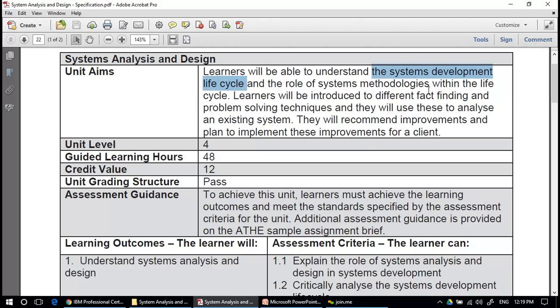The learners will be introduced to different fact-finding and problem-solving techniques, and they will use these to analyze an existing system. They will recommend improvements and plan to implement these improvements for a client. So over here, probably at level 3, the boundary of the unit would be understanding how systems are being developed and how they can be improved. But maybe at a higher level, in level 5, if the system analysis and design unit is being taught, then probably you will need to develop as well.